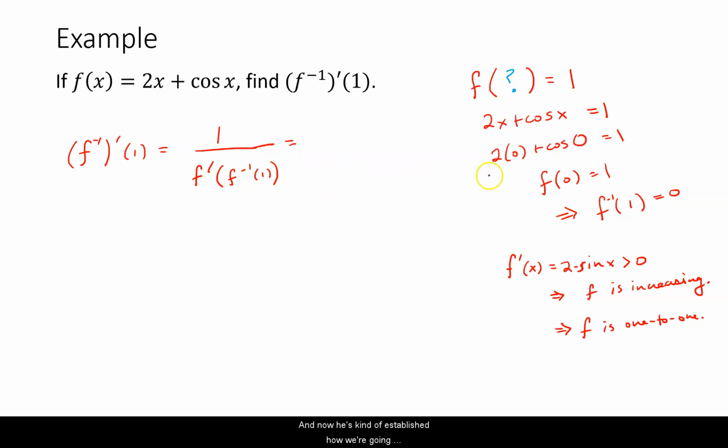So now we've established how we're going to solve this. We found f inverse of 1, which is 0. So we're going to do 1 over f prime of 0. And in fact, here we found f prime. So now we'll just evaluate that at 0. Which leaves me with 1 over 2 minus sine of 0, which is 1 over 2.